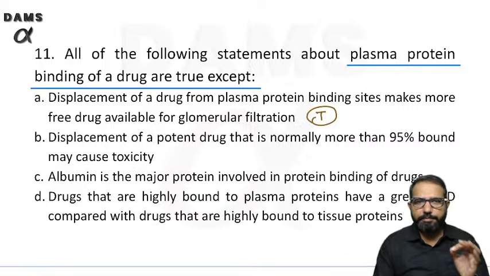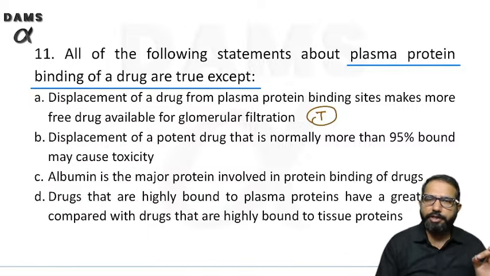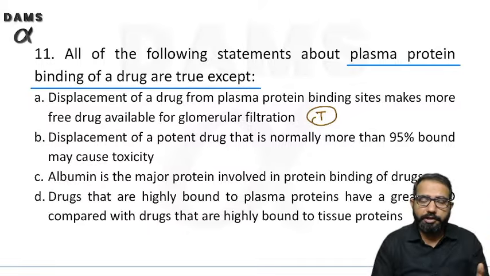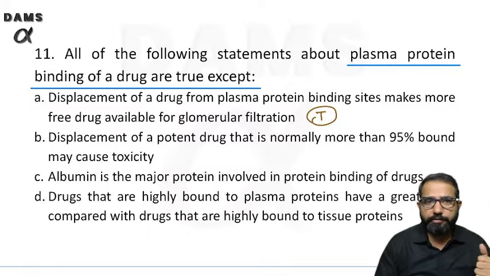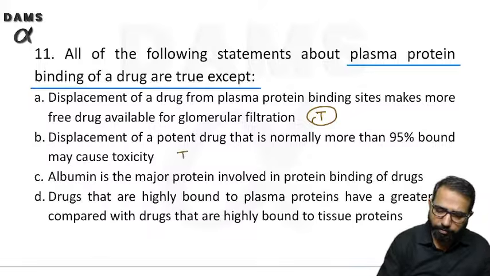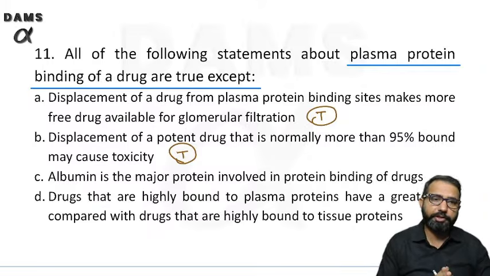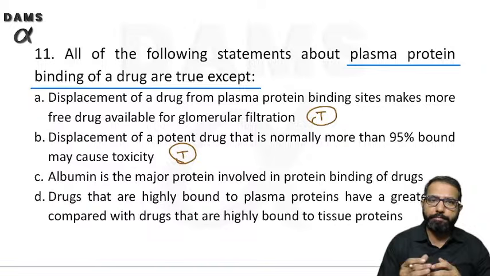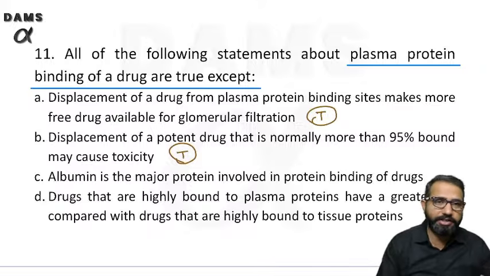Second, displacement of a potent drug that is normally more than 95% bound may cause toxicity. The drug is potent, but usually it is 95% bound, so only 5% is free. But if displacement occurs, the free form increases and definitely it will cause toxicity. Because the drug is potent, the effect will be more. More effect means toxic. Albumin is the major protein involved in protein binding of a drug. Yes, it is the main protein. All the acidic drugs and many other drugs bind to albumin.